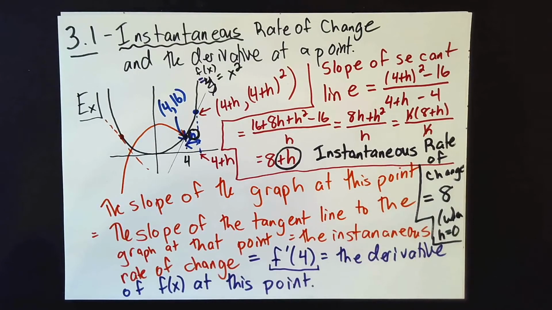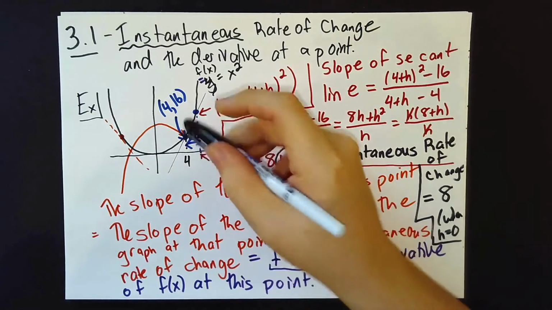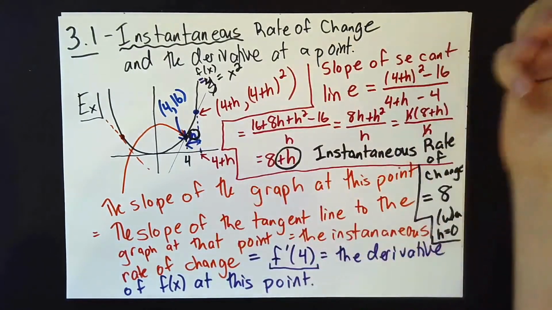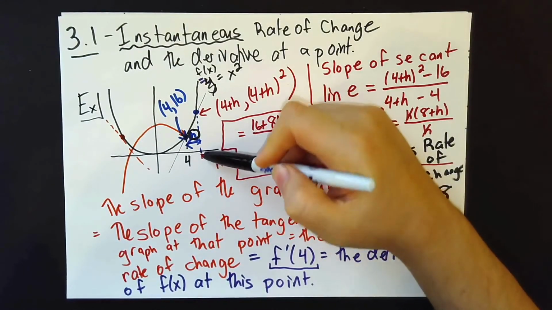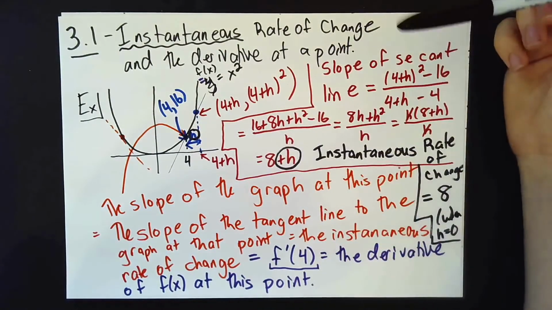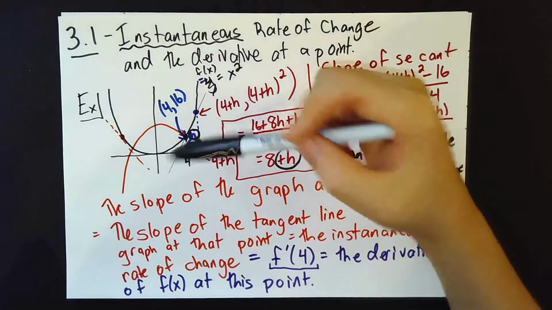Again, what is h equals 0 saying? H equals 0 is saying I'm really taking the average rate of change over the interval from 4 to 4. That is, I'm really taking the instantaneous rate of change at exactly the moment 4.